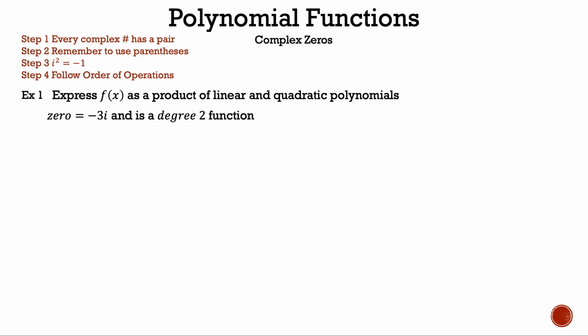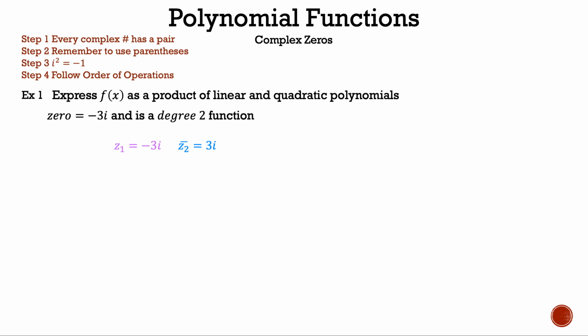Now, let's read the question. Express f of x as a product of linear and quadratic polynomials, where we have a zero equal to negative 3i and is a degree 2 function. Let's write down the given complex number, negative 3i. What do we know about complex numbers? That's right, they come in pairs. What do we think is the conjugate of negative 3i? That's correct, positive 3i.